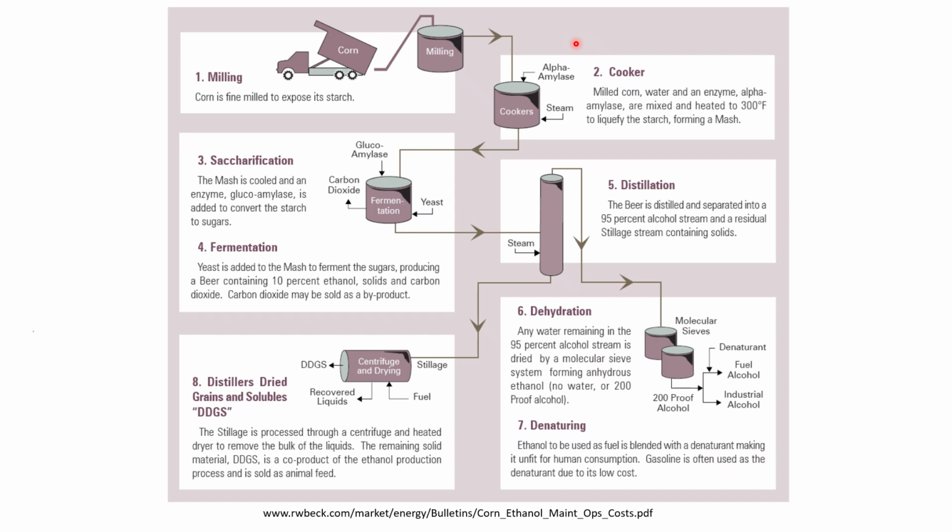Now to understand why this alpha amylase is added and why we have this cooking step, we have to talk a little bit about what is in the corn kernel. The corn kernel contains primarily starch. Starch is the food that we get out of the corn kernel that we rely upon for energy, for our own lives. Now that starch is also what will ultimately be used by the yeast that we're going to add in the fermentation step in order to produce ethanol.